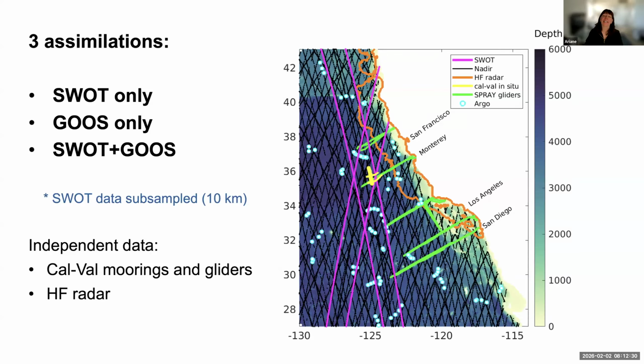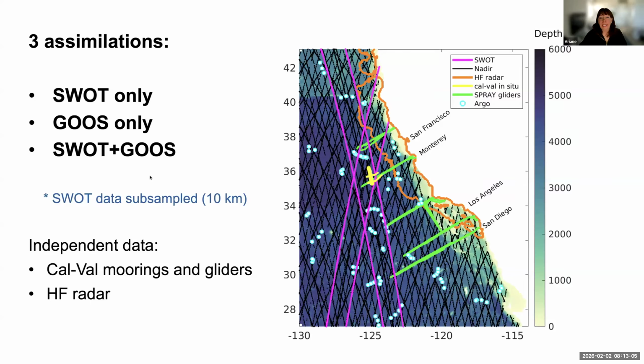And I should mention that because there's so much SWOT data, we did subsample it. We took basically every 10 kilometers in both the along-track and across-track directions. This is our first try at assimilating this, and we don't think we can fit the 2-kilometer scales at this point. So as a first go, we just subsampled everything.